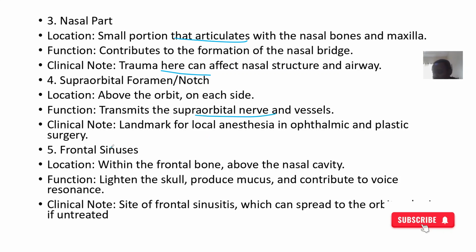Then we'll have the frontal sinuses, which is within the frontal bone above the nasal cavity. It lightens the skull, produces mucus, and also contributes to how your voice will sound. So it's a site of frontal sinusitis, which can spread to the orbit or brain if left untreated.